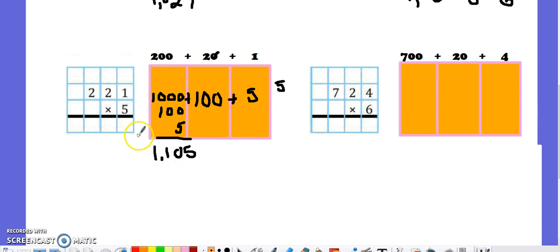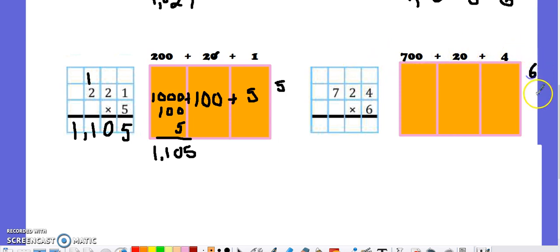Standard algorithm gets me the same exact answer. 5 times 1 is 5 ones. 5 groups of 20 is going to be 1 in my hundreds, 0 in my tens. 5 groups of 200, 5 times 2 is 10, plus 1 more is 11. Carry that 1 into the thousands. You get 1,105.